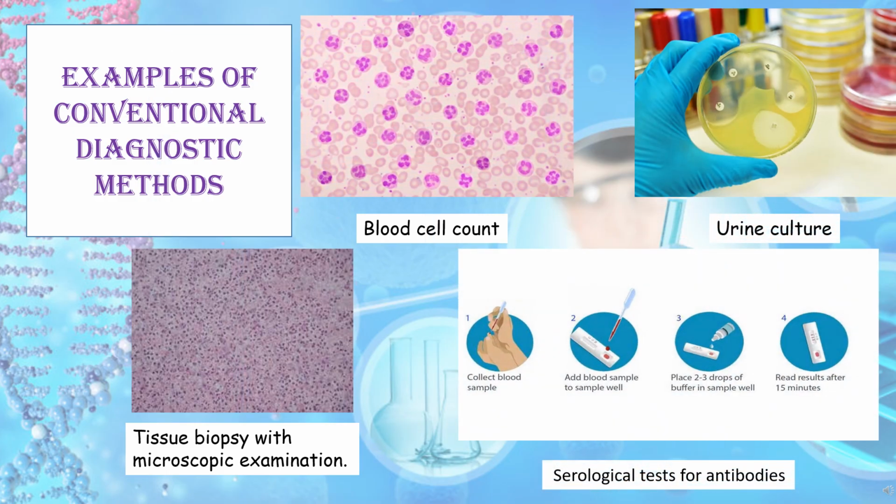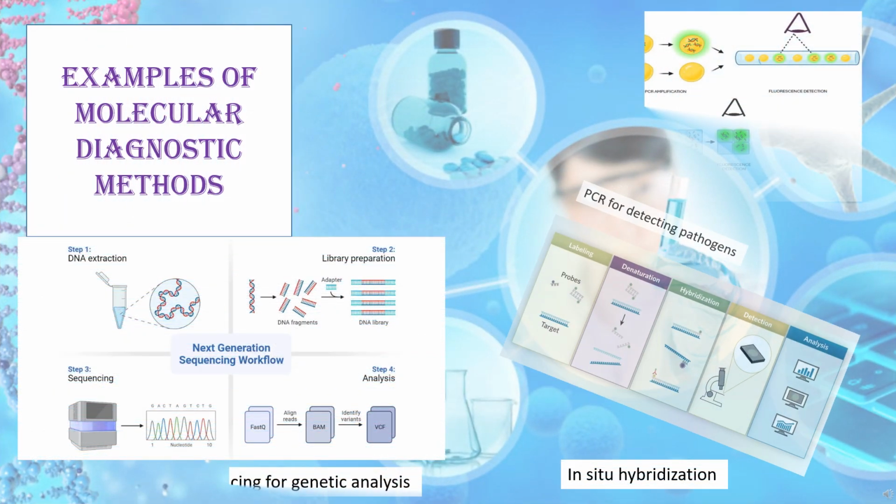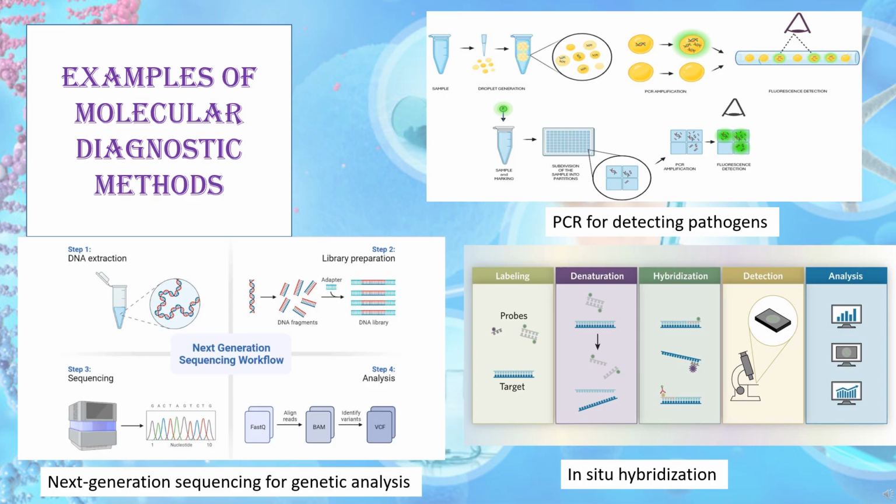Examples of conventional diagnostic methods include blood cell counts, urine culture, serological tests for antibodies, and tissue biopsy with microscopic examination. Examples of molecular diagnostic methods include PCR for detecting pathogens, next-generation sequencing for genetic analysis, and in situ hybridization for detecting specific RNA or DNA sequences in tissue.